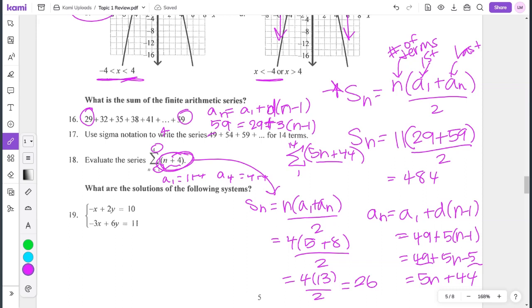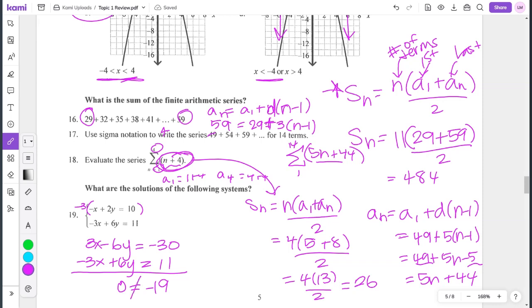All right, 19, what are the solutions to the following system? I did this by elimination, so I multiplied the top equation by -3 to get rid of my x's. So I get -3x minus 6y equals -30. I get -3x plus 6y equals 11. When I add these together, notice everything goes away on the left side, and I'm left with 0 equals -19.